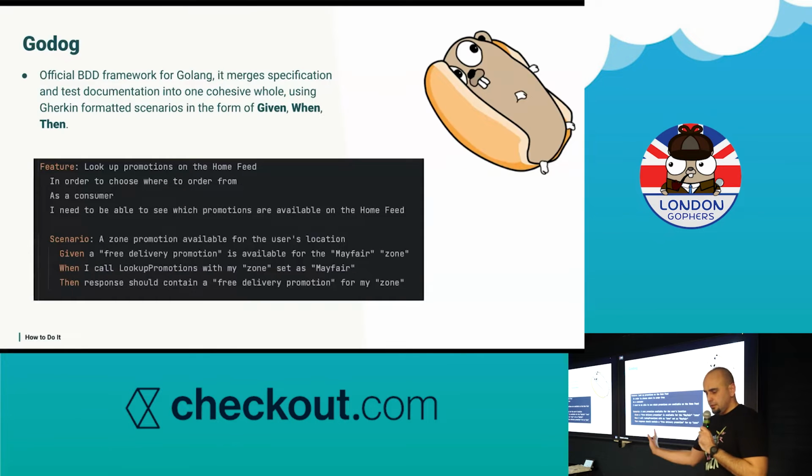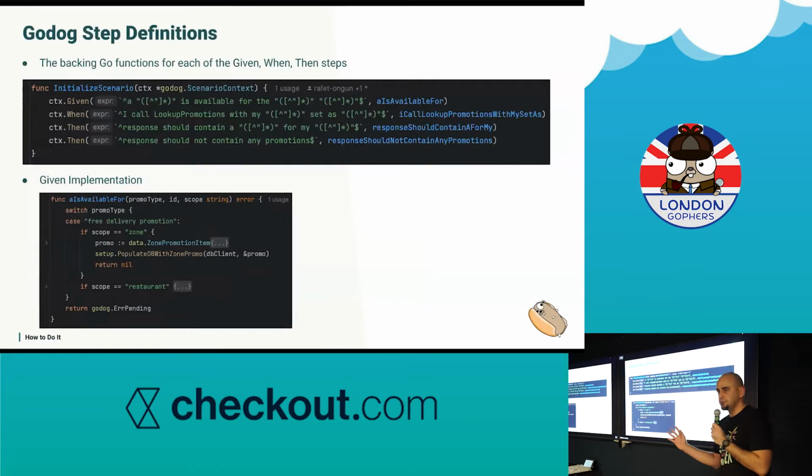So this is how you define a scenario, and then we're going to look at how this actually translates into Go. You need to have backend Go functions for each of your scenarios. As you can see, we're using regular expressions to map this human readable language, human language statements, into Go functions.